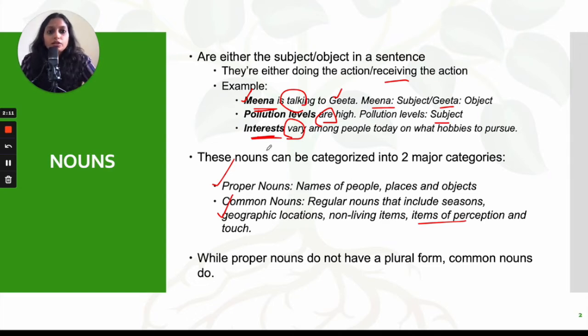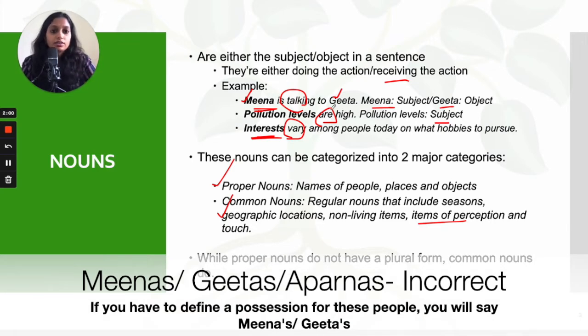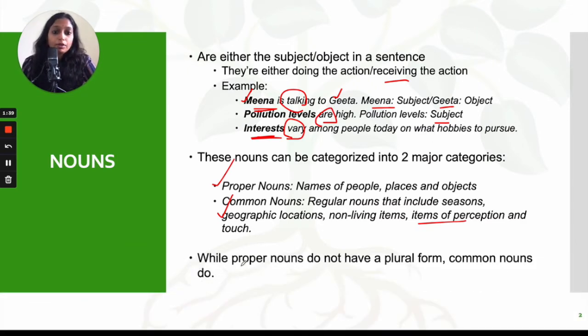Now, the rule that I'm trying to put forth here is that proper nouns do not have a plural or a singular form. So you can't say Meenas with an S. That can't happen. Geetas with an S cannot happen. Aparna with an S cannot happen. Now, Meena with apostrophe S is different. Meena or Geeta with apostrophe S is different. There you're talking about something that belongs to Meena, belongs to Geeta. But just the S is not correct. It's not the right way to write that. And this is true only for proper nouns.